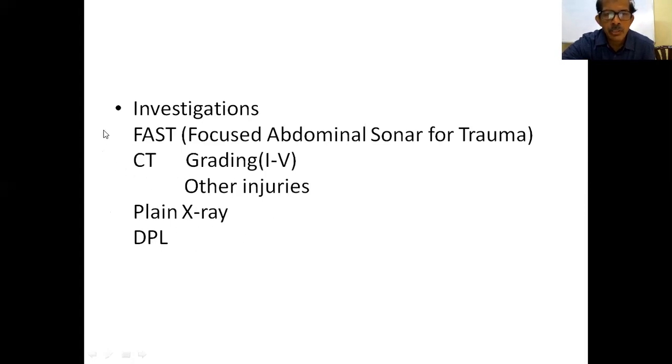Previously, when we were not having even ultrasound, then we used to do this DPL, diagnostic peritoneal lavage, a peritoneal tap. This paracentesis will be useful to detect the blood in the peritoneal cavity. But the role of these last two is now limited with the use of both FAST and CT scan, right?